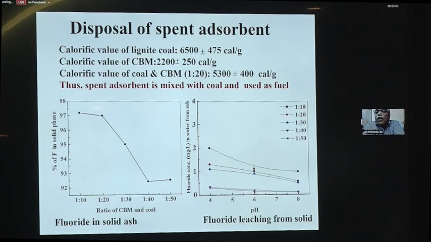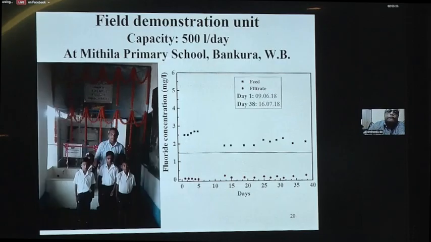And we have also analyzed the ash and the gas. In the gas phase, only 2% fluoride comes out, and it does not make any difference in the aerial pollution. And in the solid ash, the fluoride concentration is very, very less than 1.5 ppm. So even if it leaches, it does not make any difference in the groundwater.